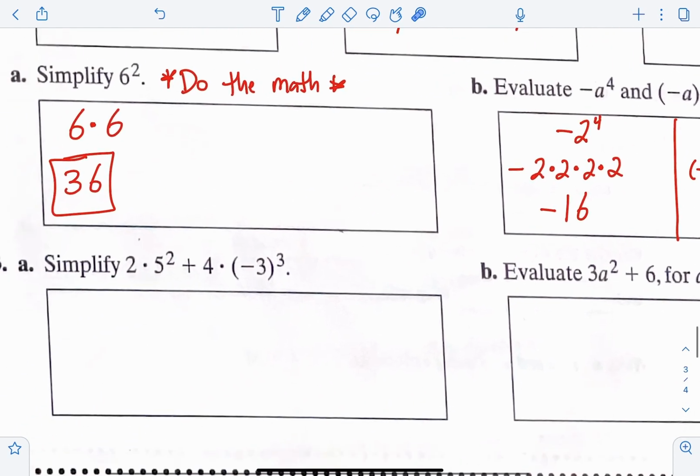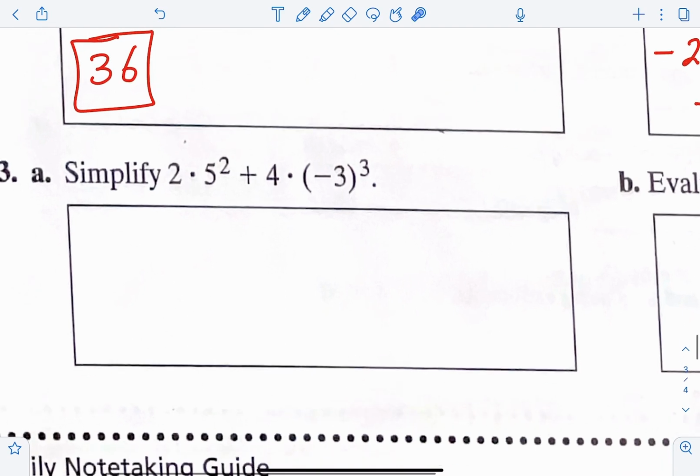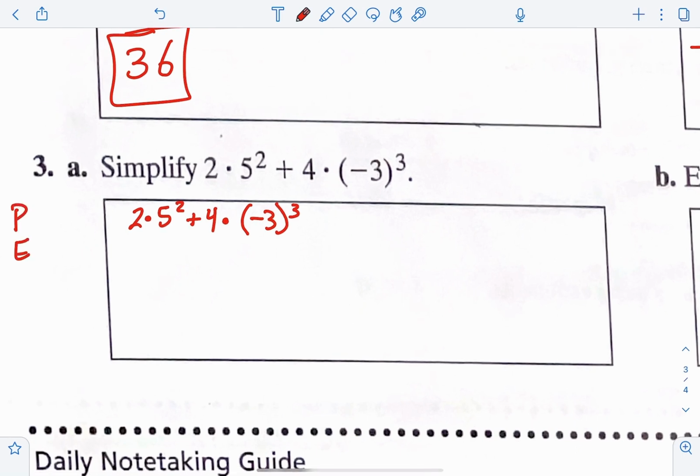All right, so let's do A together and then you'll do B on your own. So we have, I'm just going to rewrite it, 2 times 5 to the 2 plus 4 times, in parentheses, a negative 3 to the 3. All right, we got to write our PEMDAS so we remember.